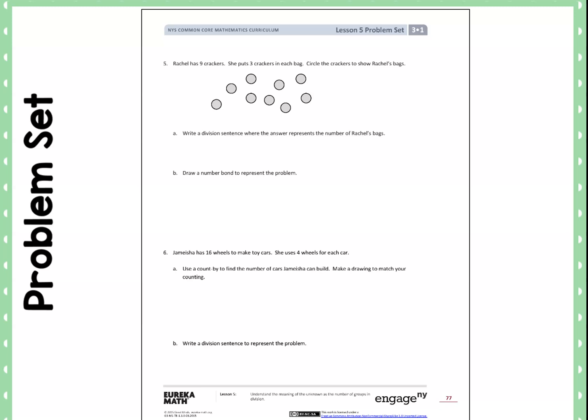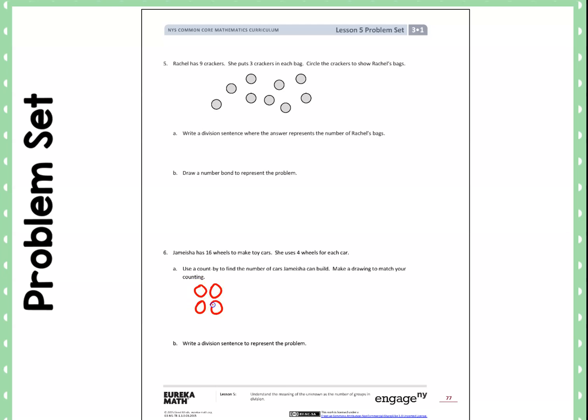It says Jamisha has 16 wheels to make toy cars. She uses 4 wheels for each car. It says use a count by to find the number of cars Jamisha can build. Make a drawing to match your counting. Okay, so we know she has 16 wheels to make toy cars, and she uses 4 wheels for each car. Okay, so we need to count by 4s until we get to 16.